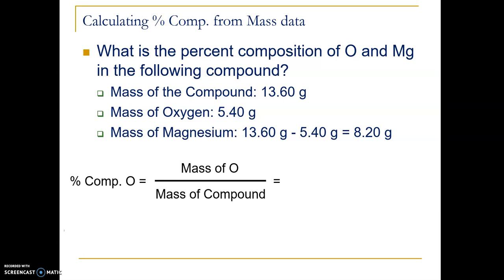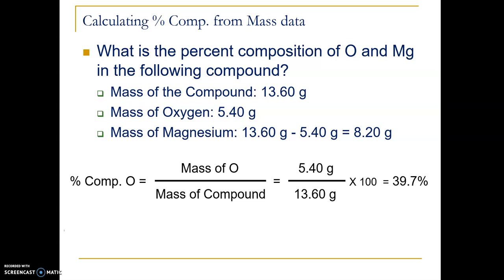To find the percent composition of oxygen, I'm going to take just the mass of oxygen divided by the mass of the compound and then multiply that by 100. So our mass of oxygen was 5.40 grams. The mass of my compound was 13.60 grams, and I'm going to multiply that by 100. When I do that, I get a percentage of 39.7%. Most of the time we'll go to just one decimal place on our percentages.